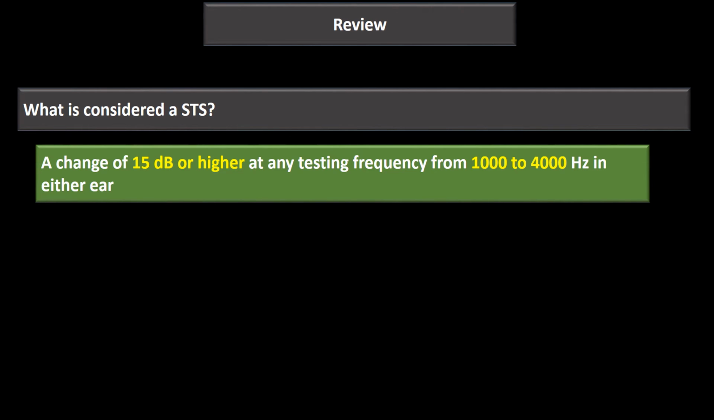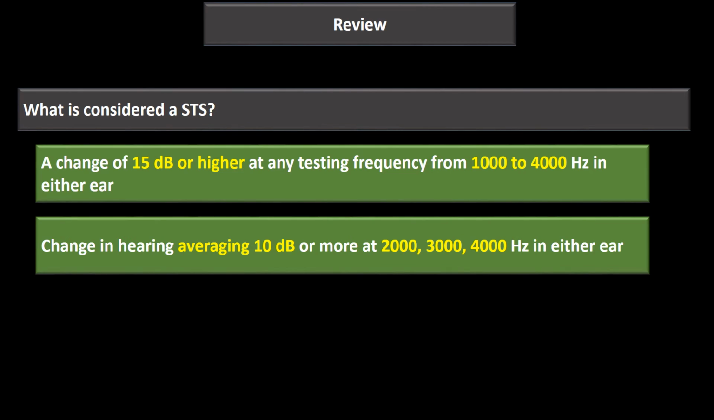What is considered a significant threshold shift? We had two definitions. What is a significant threshold shift? So we have an STS when we have a change of 15 decibels or higher in any frequency from 1,000 to 4,000 hertz in either ear, or a change in hearing averaging 10 decibels or more at 2,000, 3,000, and 4,000 hertz in either ear.